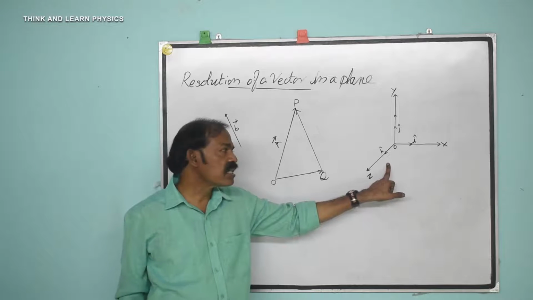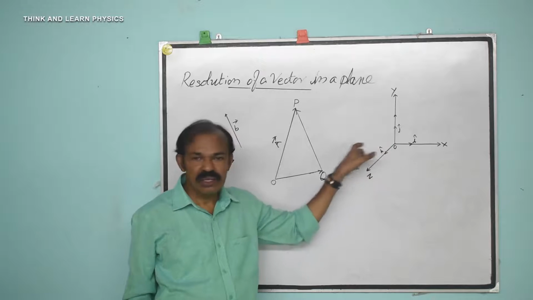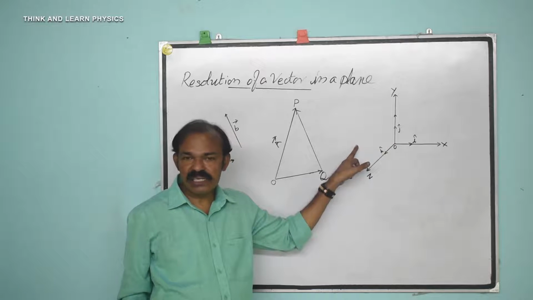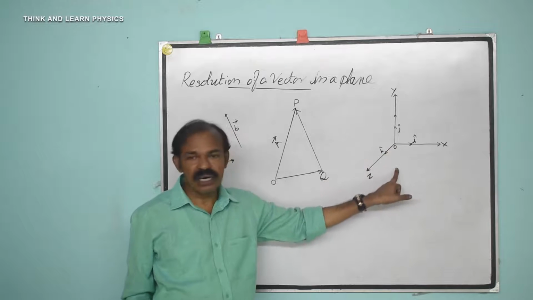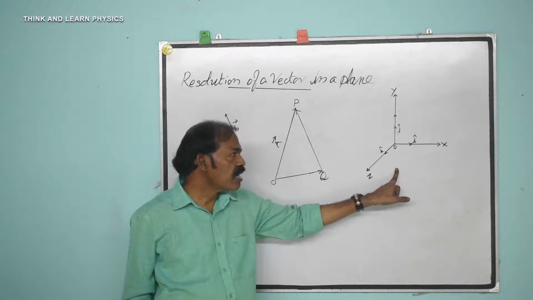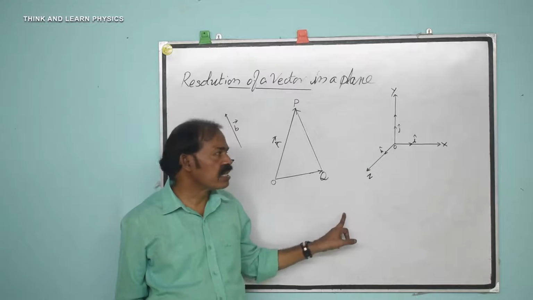The unit vectors in the opposite directions will be minus i cap along the negative x direction, minus j cap along the negative y direction, and minus k cap along the negative z direction.